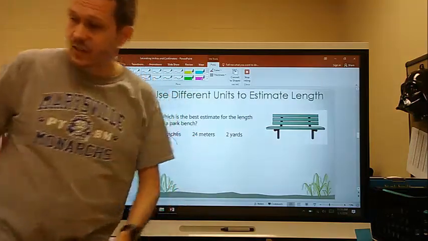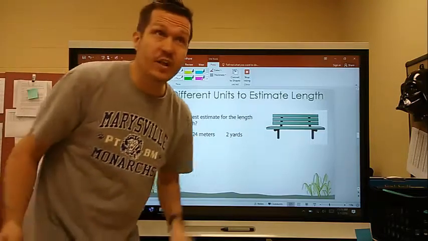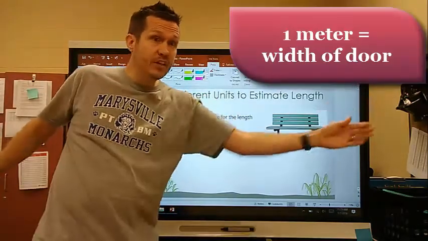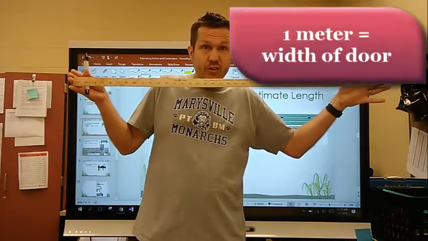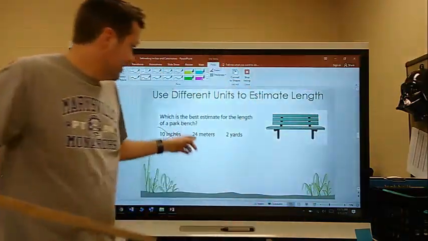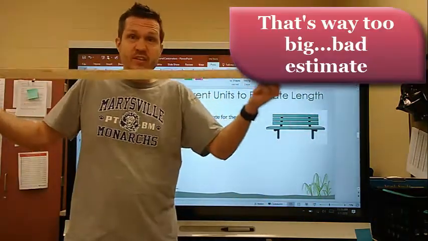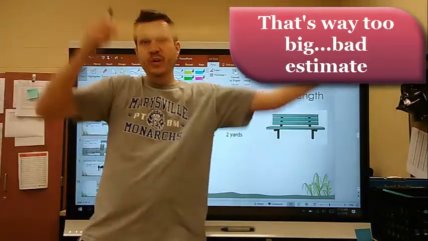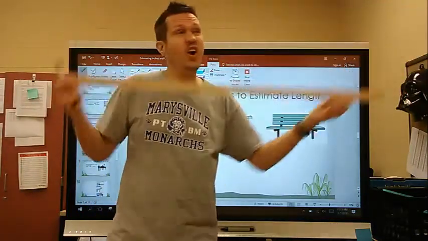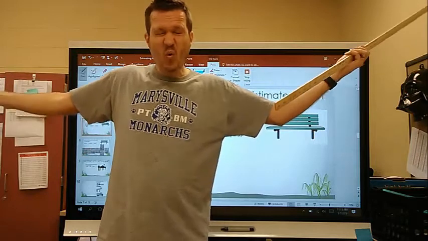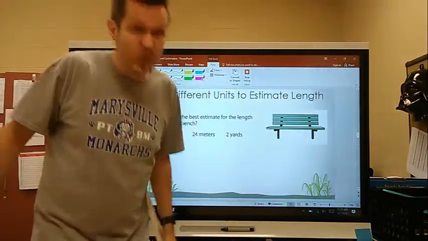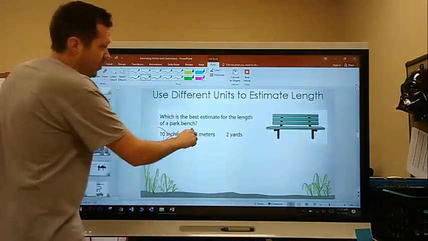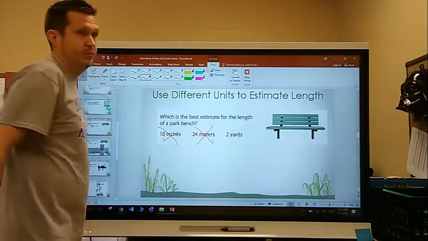24 meters. Well, I know that my door is 1 meter in length. This is 1 meter right here. So this is saying that there'd be 24 of these. So it'd go 1, 2, 3, 4, 5, 6, 7, all the way up to 24 of these. Wow! That would be a really big park bench. So I know that it is not 24 meters.